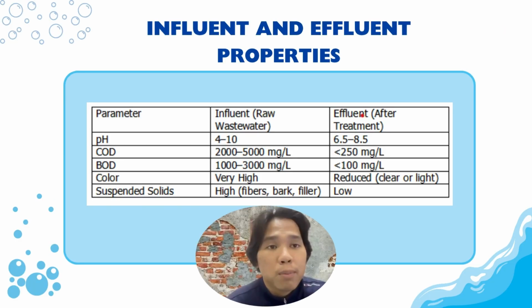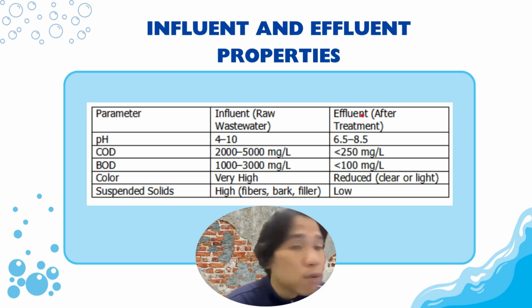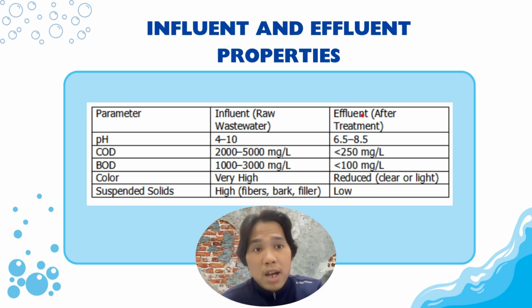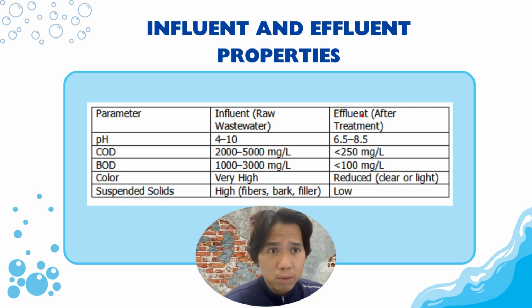To talk about my next point, which is influent and effluent properties. This slide shows the difference between the influent, which is the raw pulp and paper wastewater, and the effluent, which is the treated water after going through the treatment process. First, the pH in the raw wastewater can be quite extreme, between 4 to 10, but after treatment it becomes more neutral, around 6.5 to 8.5.